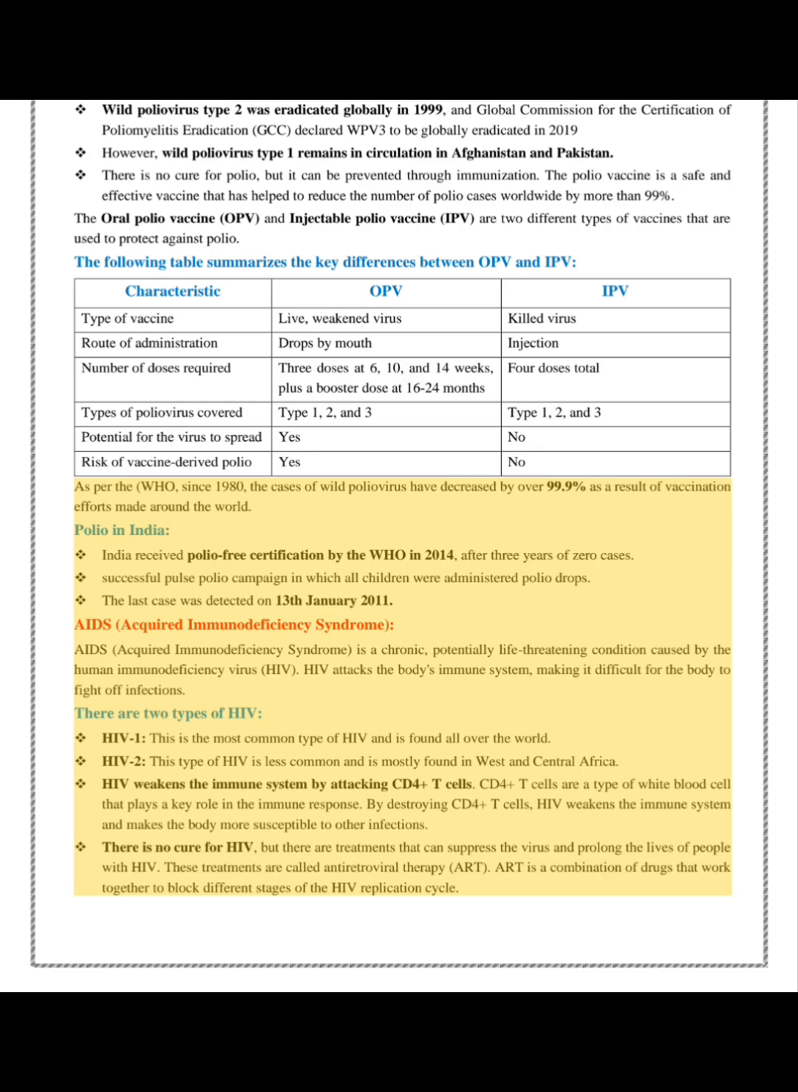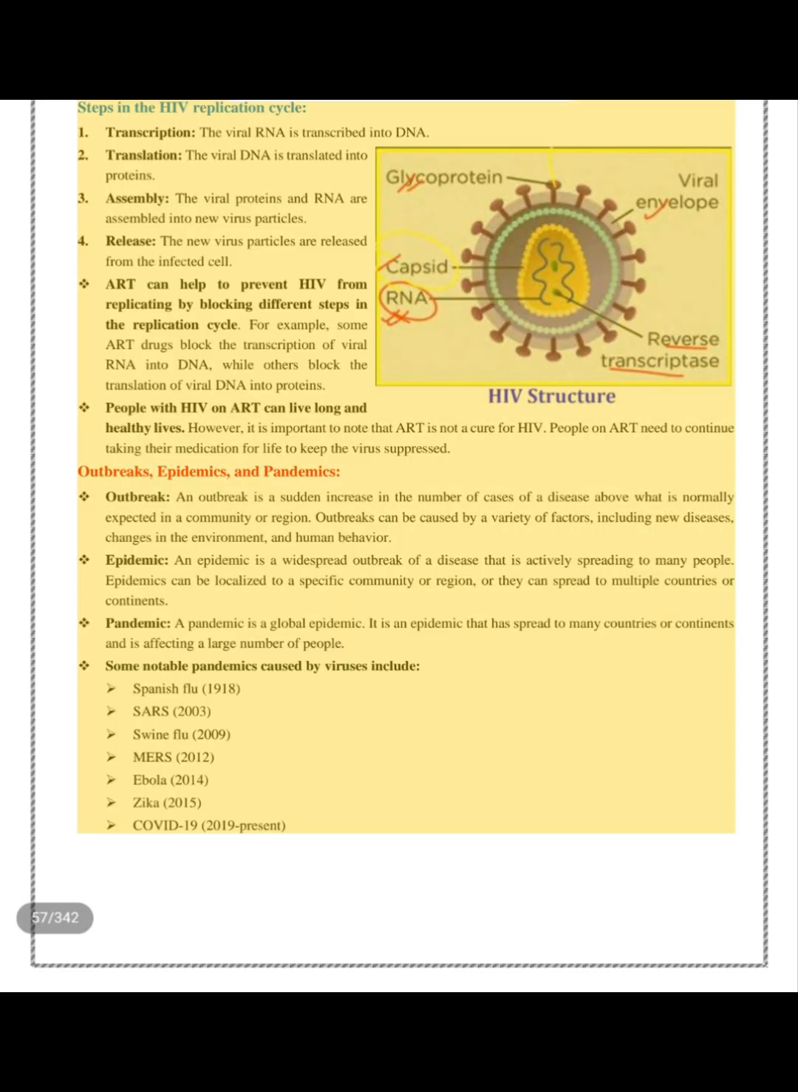ART is a combination of drugs that work together to block different stages of the HIV replication cycle. 4. Steps in the HIV replication cycle. 1. Transcription. The viral RNA is transcribed into DNA. 2. Translation. The viral DNA is translated into proteins. 3. Assembly. The viral proteins and RNA are assembled into new virus particles. 4. Release. The new virus particles are released from the infected cell.